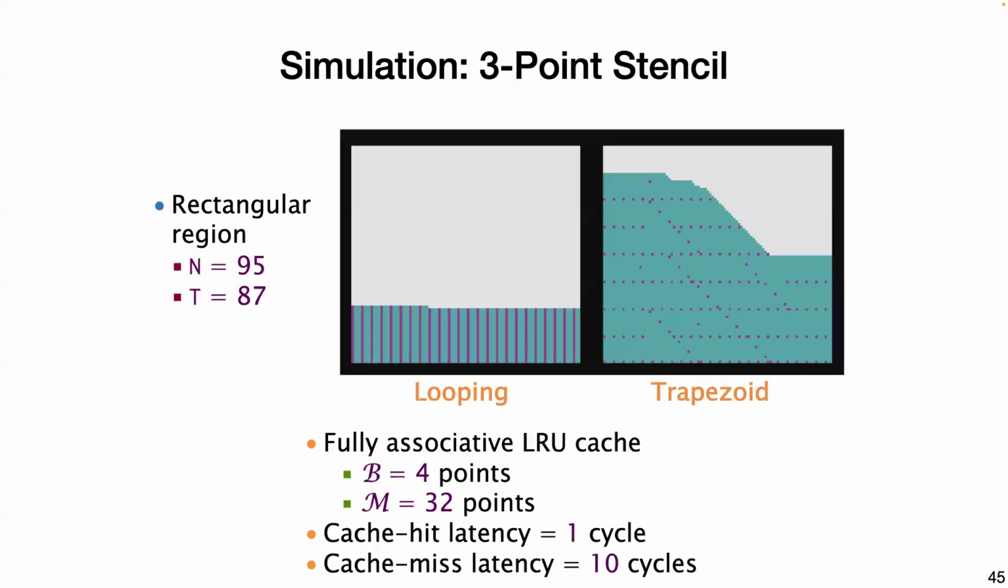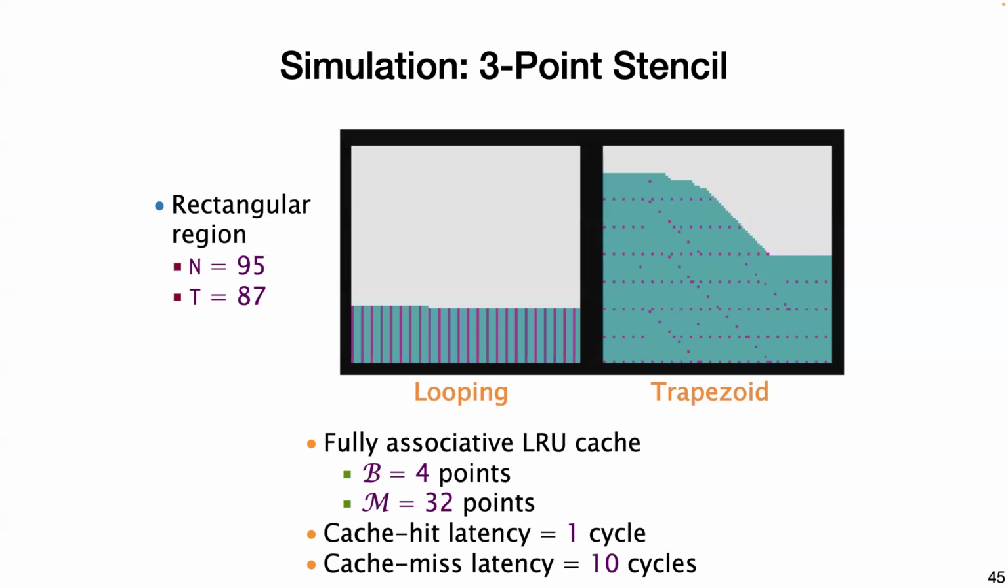Okay, great. So this is just a picture of what the trapezoid algorithm looks like. This is a simulation. N was 95, T is 87. This is a software simulation with an LRU cache. The purple is cache misses, and the green is cache hits. So looping code would just be like this.